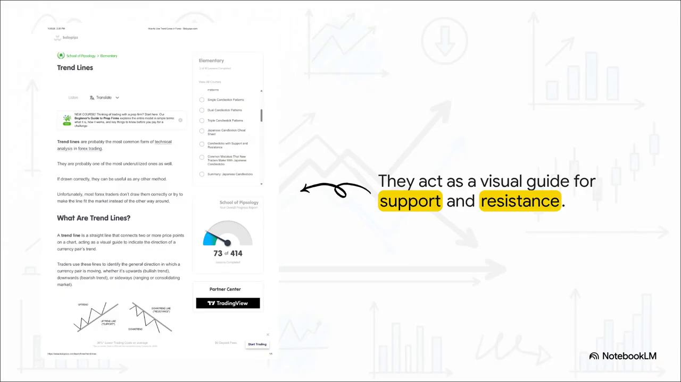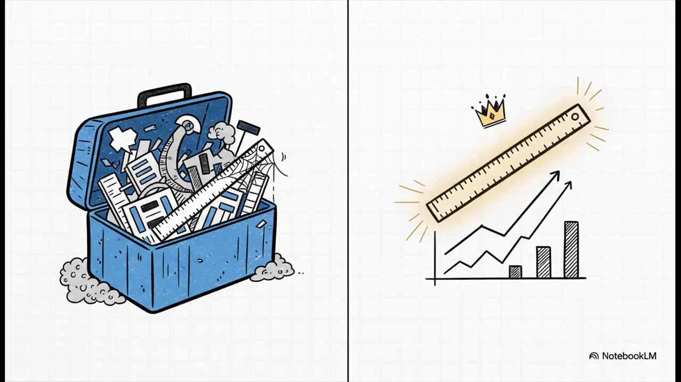Think of it like this. In an uptrend, the line acts like a floor. We call that support, that the price keeps bouncing off of. And in a downtrend, it acts like a ceiling, or resistance, that keeps pushing the price down. It's basically a visual map of the market's boundaries. And here's the funny thing. Trend lines are one of the most common tools you'll see in trading, but they're also one of the most underutilized. So many people draw them incorrectly, but when you do it right, they can be just as powerful as any super complex indicator out there.